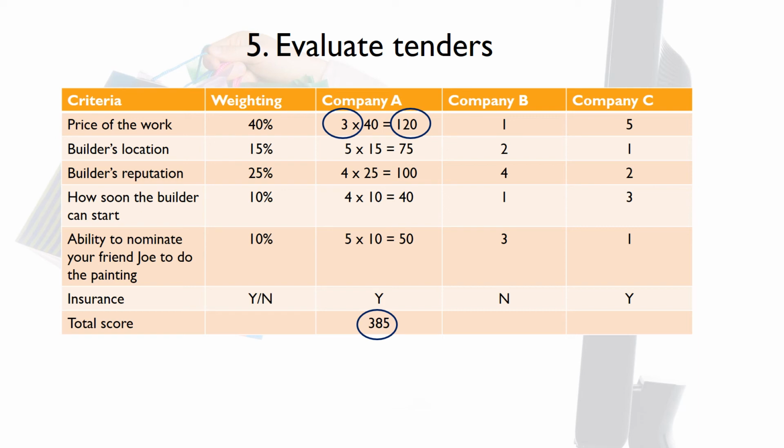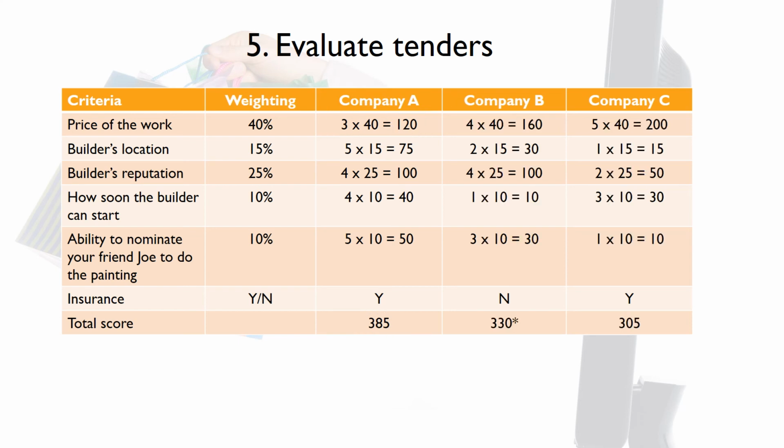If a company isn't able to show you a certificate of insurance, which includes public liability, then regardless of their score, you would not want to give them any work. I'm going to leave the rest of the table blank, and I want you to pause the video while you have a go at working out the rest of the scores and decide which company you're going to award the work to. Then unpause the video and we'll see if you and I agree. So which company did you choose? I chose company A as it had the highest score of 385. As you can see, company B was effectively eliminated from the competition through their lack of insurance, and company C scored the lowest.